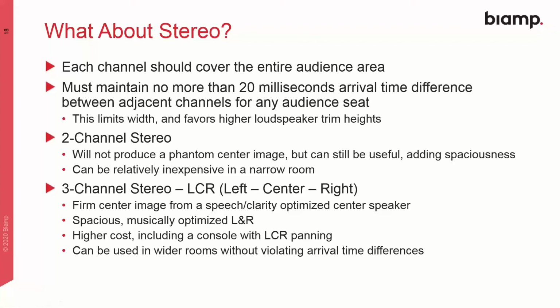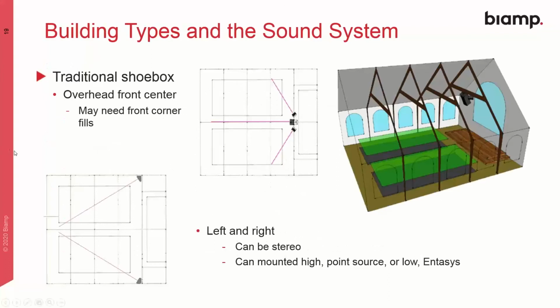Let's talk a little bit about different types of buildings and how that affects the sound system. You might recognize these graphics from our design guides. Traditional shoebox building, overhead center with fills, just like we were talking about here. That's shown in this little image here. We could also cover this same room in stereo from the left and right corners, either mounted high with point source or low with emphasis, if we can, careful of the arrival time differences between left and right there again.